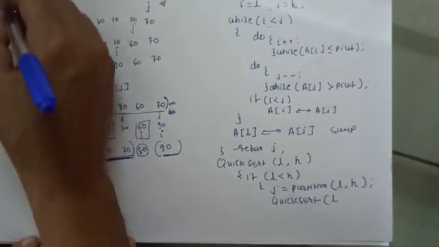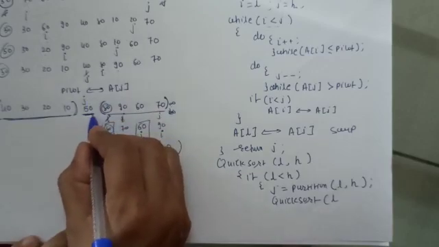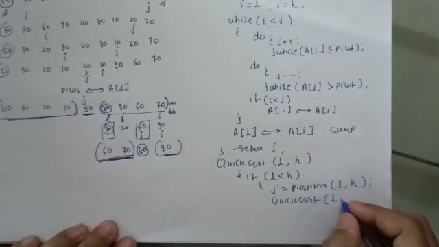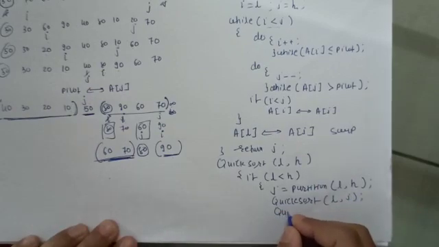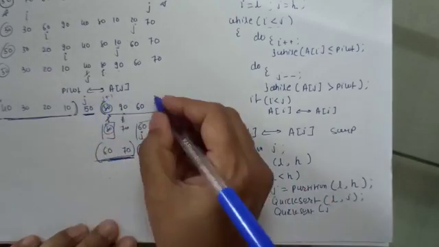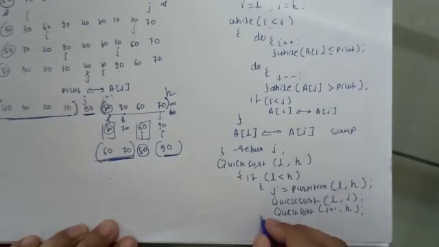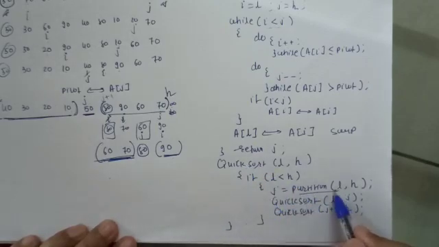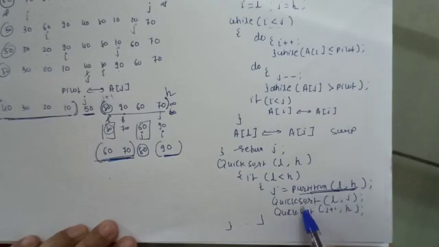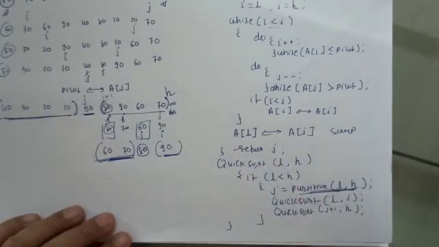For example, this is my lower bound. L to J, J is my partitioning point. And then again I will recursively call quick sort from J plus 1 to H. So this is the quick sort algorithm, and in this quick sort algorithm we call this partitioning procedure, and you will call this quick sort again recursively. So this is how the divide and conquer approach works, then the result would be combined.